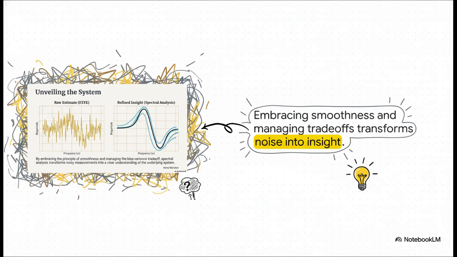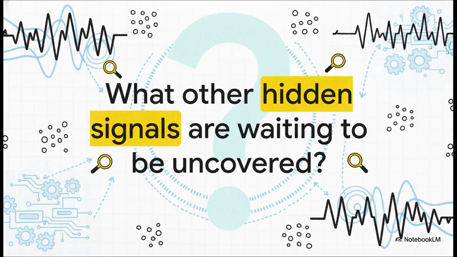And this slide just brilliantly illustrates the final payoff. I mean, just look at the difference. On the left, you've got that raw, noisy mess we started with, the ETFE, which tells us basically nothing. And on the right, you have the result of applying our refined insight, a clear, clean, and understandable model of the system we were looking for. By embracing that core principle of smoothness and intelligently managing that bias-variance trade-off, we have literally transformed useless noise into powerful insight. And that leaves us with one last provocative thought.